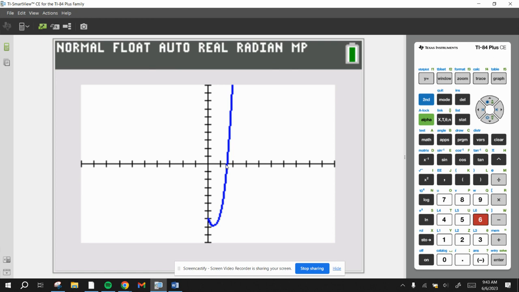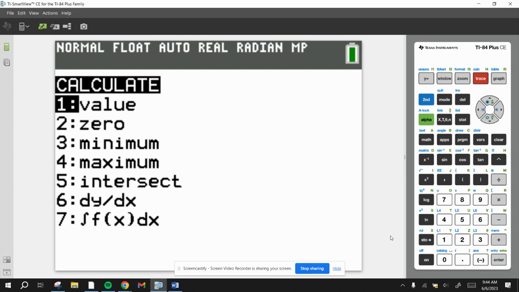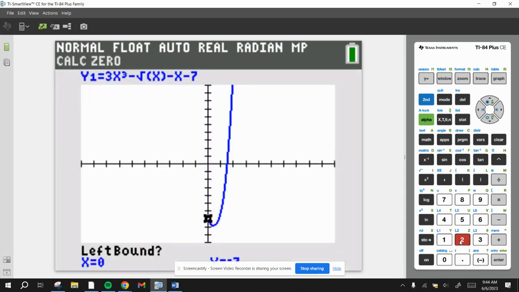Now we want to get much more accurate than that, but we do have a good idea of what it is. So to get more accurate, we're going to hit the 0 calculation. So you could hit second, calculate. That's the trace button. You'll see above it, it says calculate. So second, trace, which is the calculate screen. And we're going to find the 0 of this. That will solve the equation. So hit 2 or scroll down to 2, however you want to do it.